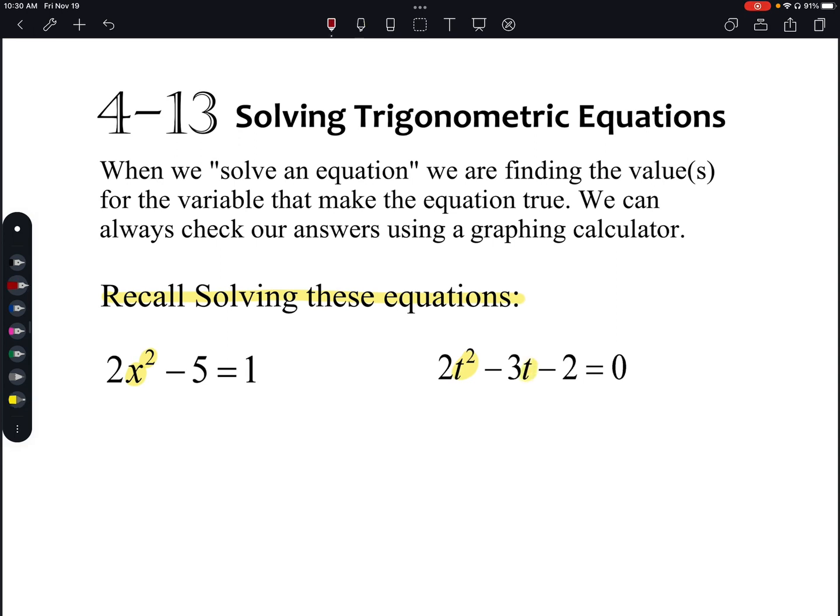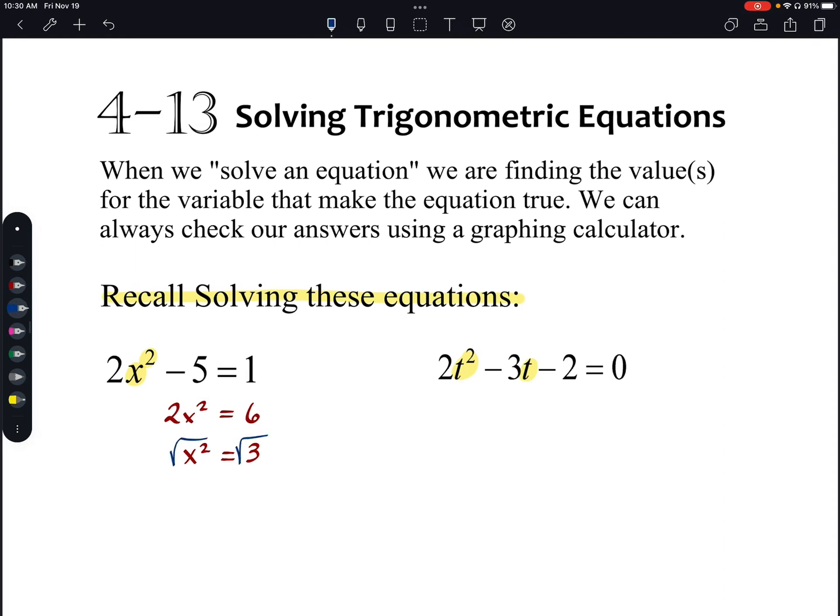So first thing we would do, right, we would add our 5 and then we would divide by our 2. So we'd have 2x squared. When we add our 5, we've got 6. And then we divide by 2. We have our x squared is equal to 3. And then we would take our square root of each side.